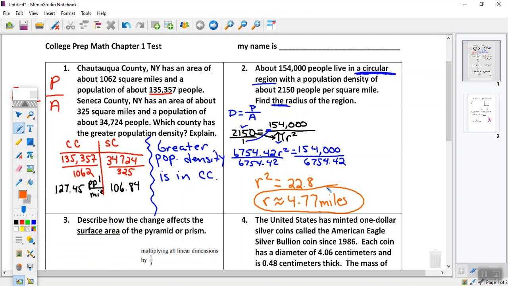Again, we've talked about these density problems. If you don't have any idea where to start, at least start with the what? Start with the formula, exactly, and then plug in what you know and say, guys, why did I put pi r squared down here again instead of A? It's a circle. Okay, we need the formula for circles there then.